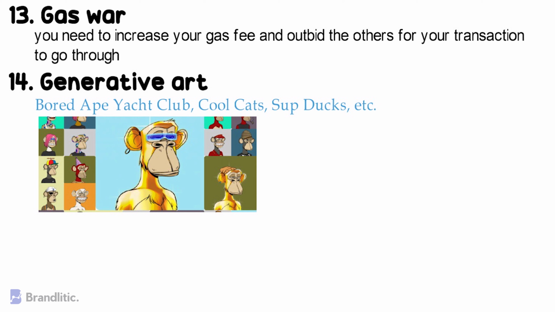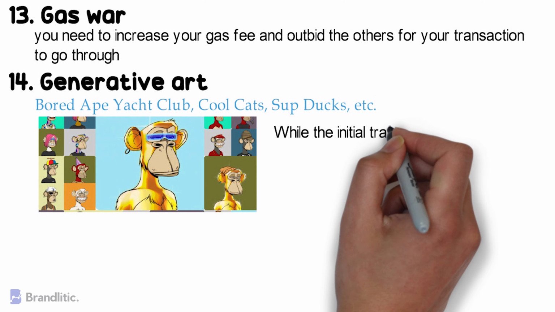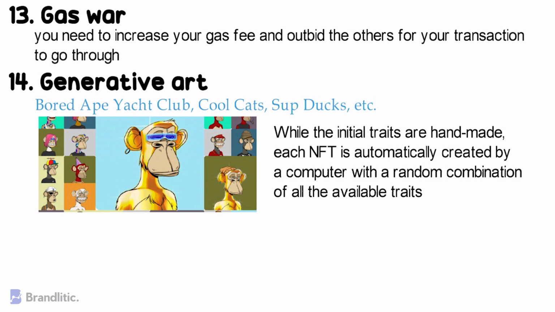With 20 different types of clothes, 20 different types of eyes and 20 different types of background colors, etc., it's possible to mix and match these traits to create a collection of 10,000 NFTs that are unique. While the initial traits are handmade, each NFT is automatically created by a computer with a random combination of all available traits, and this process is what we call generative art.